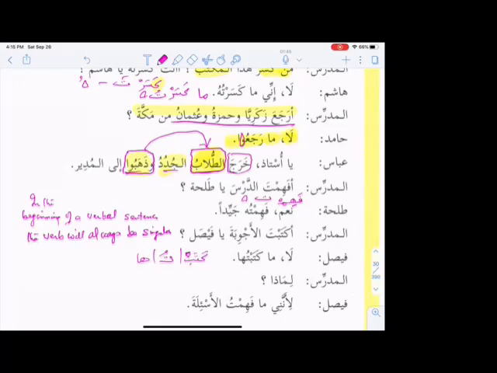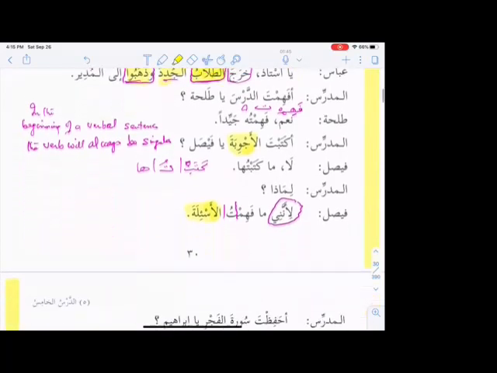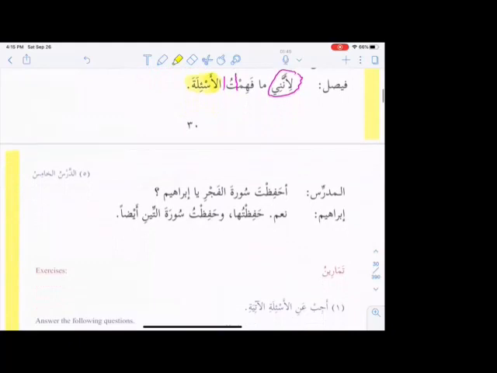Limatha? Why did you not do it? Li'annani, because I, ma fahimtu, I did not understand as'ilata, the questions, plural. Ajwibata, answers; singular is jawab, su'al. Ajwibata, as'ilata. We will repeat it, don't worry, my brother.